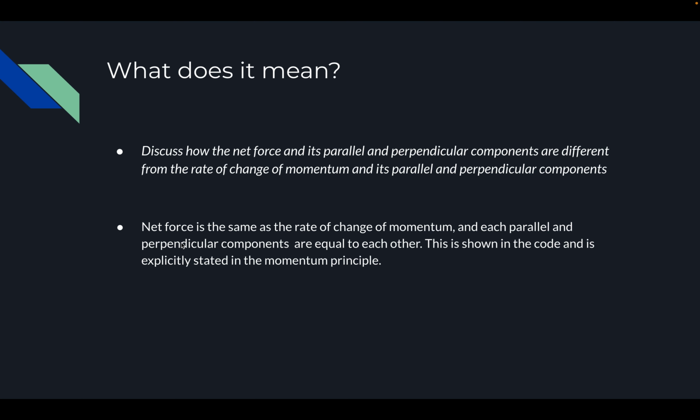Discuss how the net force and its parallel and perpendicular components are different from the rate of change in momentum and its parallel and perpendicular components. Net force is the same as the rate of change in momentum, and each parallel and perpendicular component is equal to the other. This is shown in the code when F_net equals dp/dt, and it is explicitly stated in the momentum principle.